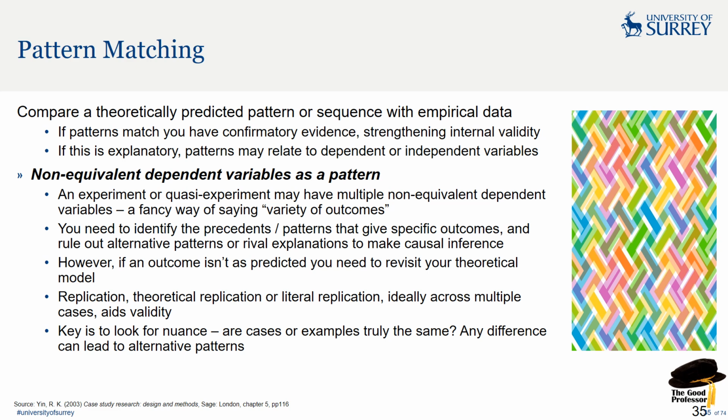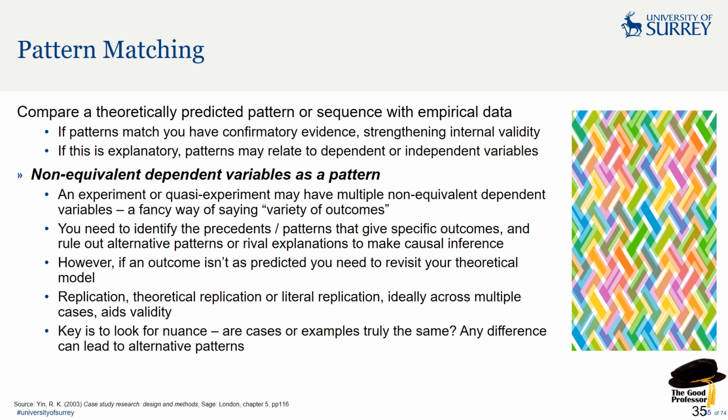Now, non-equivalent dependent variables as a pattern, what that means is an experiment or quasi-experiment may have multiple non-equivalent dependent variables. That's a fancy way of saying you've got a variety of outcomes. You need to identify the precedents, that is what comes before patterns that give specific outcomes, and rule out alternative patterns or rival explanations to make your causal inference. Again, what does that mean?